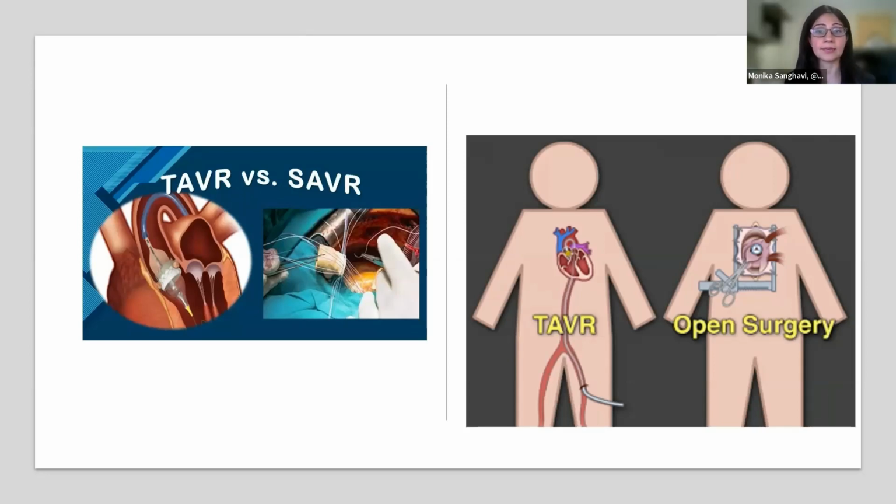So what does that mean? That means instead of opening up the chest, the procedure is done completely through the blood vessels of the body. And so the aortic valve replacement, this technology has really taken off.